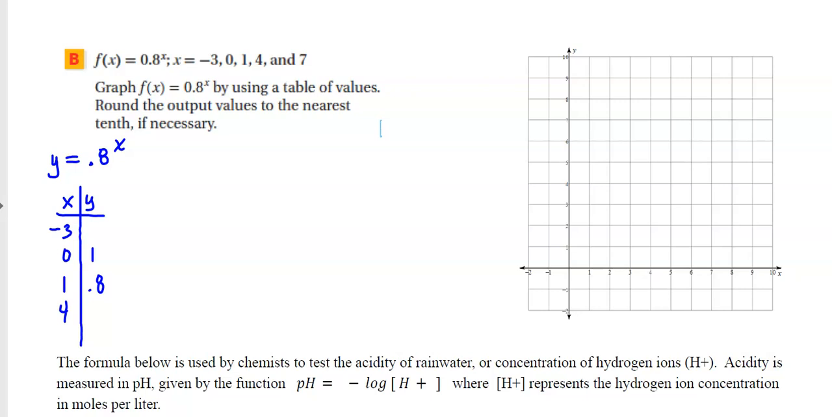0.8 to the fourth power. So I'm going to punch in 0.8 raised to the fourth. That's going to be roughly 0.41. 0.4096. I'll just call it 0.41. 0.4 is probably as good as I can get on this graph. And then 0.8 to the negative third. 0.8 raised to the negative third. And in my calculator, it says 1.95. Just double check that. Yeah, 1.95.